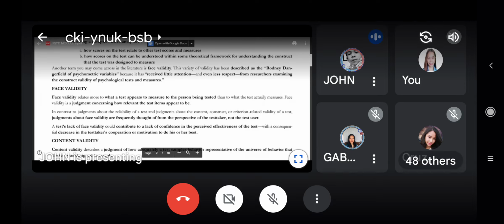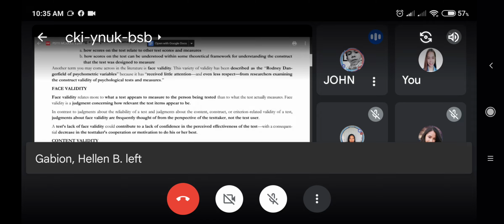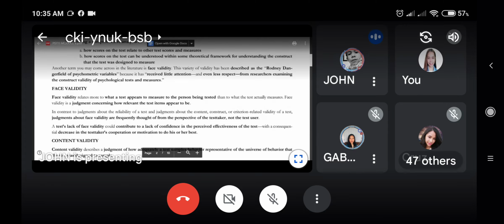Okay? So if the test is lacking face validity, it might affect the test user because there will be no motivation, no confidence at all to perceive that the test is effective, that it will be measuring what it ought to measure. Nawawala yung parang effectiveness. So, ibig sabihin, unmotivated yung mga test taker to take the test because they feel that the test will be useless. Okay po. So that's part of it.